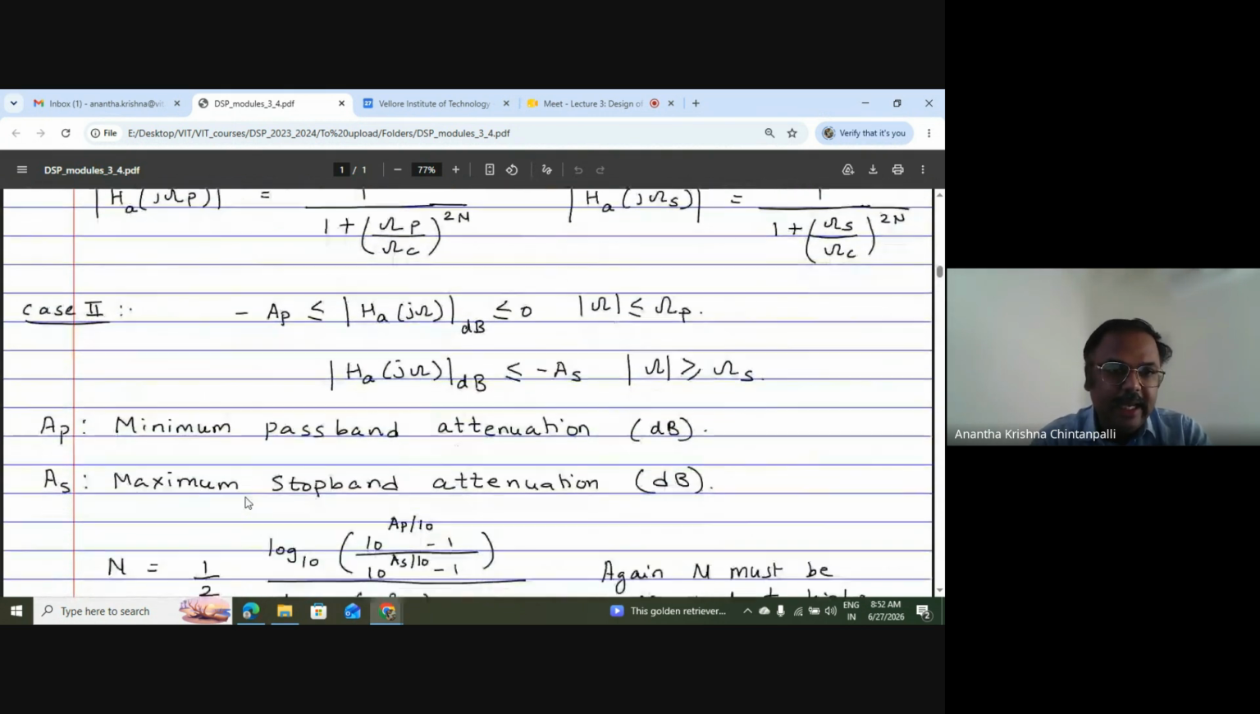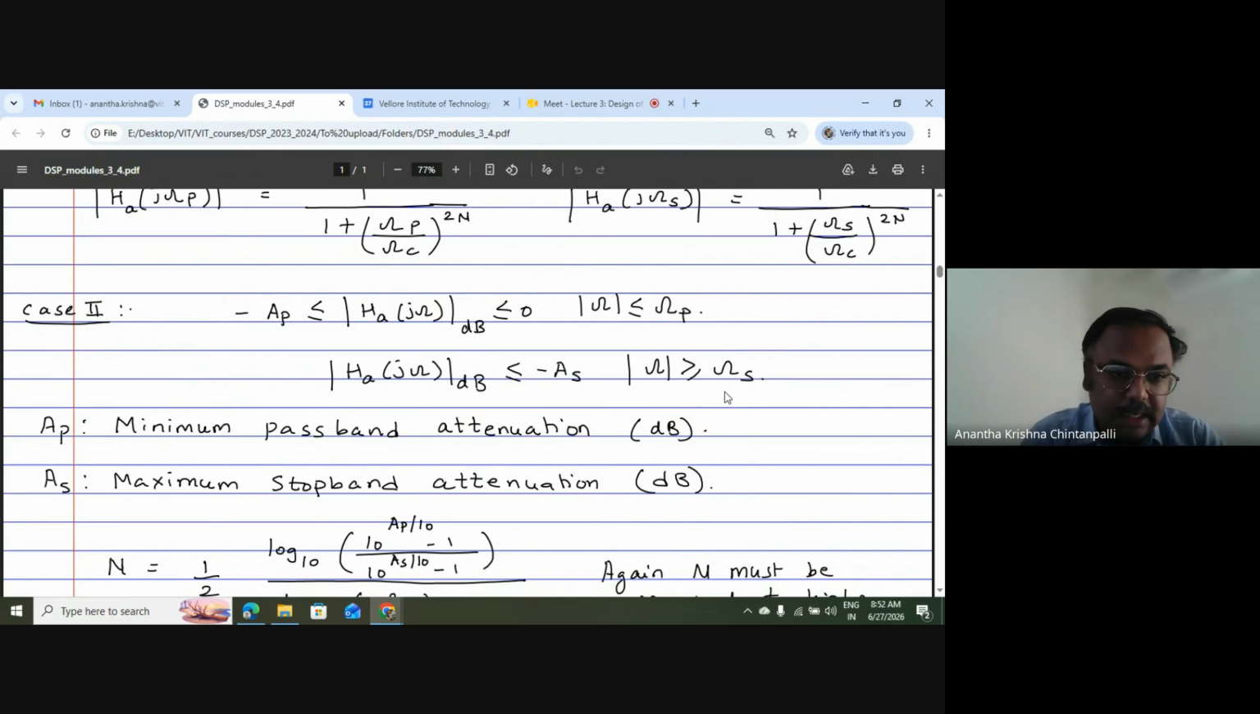Now, the second case is in dB. You are talking in terms of the dB aspect. The magnitude response in dB, when mod of omega is less than omega p, is between minus ap and 0, in the pass band region. In the stop band region, mod of omega is greater than or equal to omega s, and the magnitude response should be less than or equal to minus as.